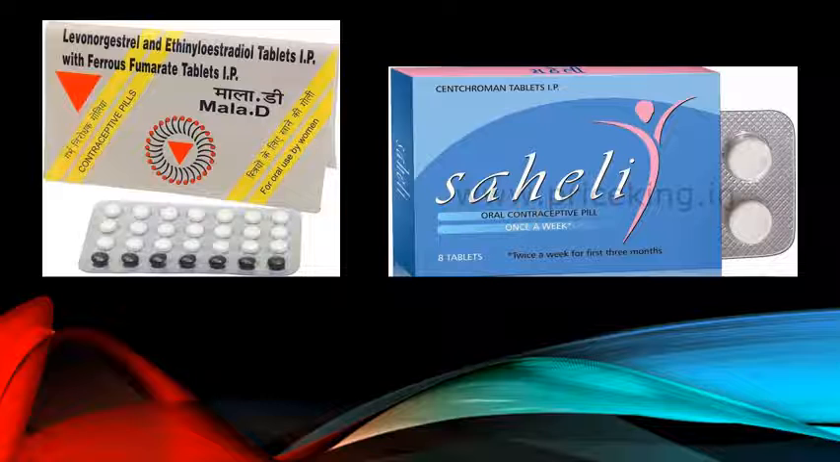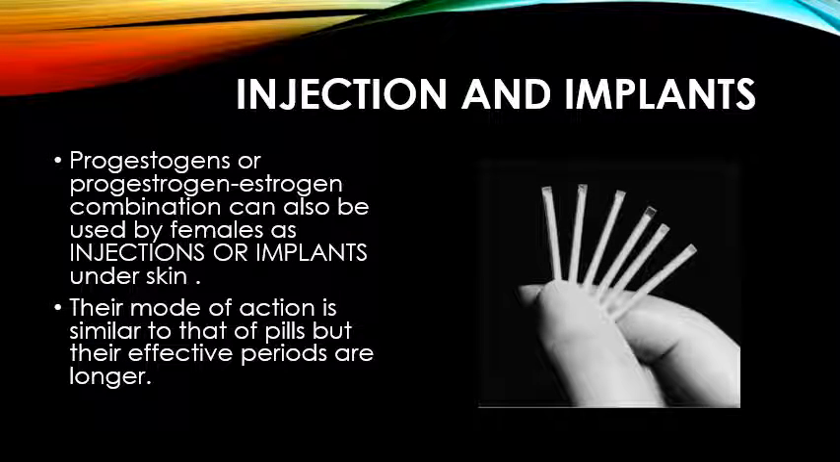The next is injections and implants. They are same as that of the pills, but they are being injected or implanted under the skin. The progestogens or the progestogen and estrogen combination can also be used by females as injections or implants under the skin. Their mode of action is similar to that of pills, but the effective periods are longer. So this is the image of the implants.